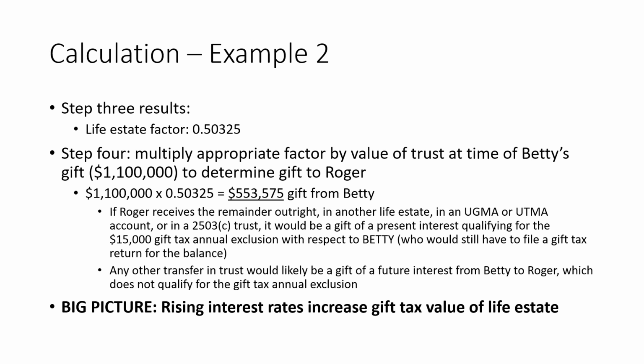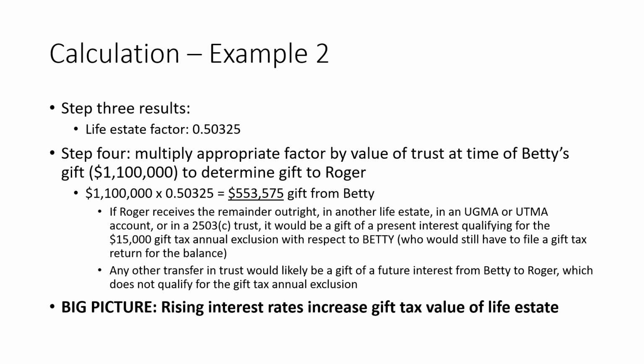So, depending on the form Roger receives, this may be a gift of a present interest or it may not be. So typically, if the interest continues on for Roger in trust, it wouldn't be a gift of a present interest unless that trust is set up in a qualifying form. Typically, it would have to be in a life estate form or in a 2503(c) minors trust for Roger, which he'd qualify for here because he's only 13. Now, note again, this is a gift from Betty, so we're concerned with the $15,000 gift tax annual exclusion with respect to Betty.